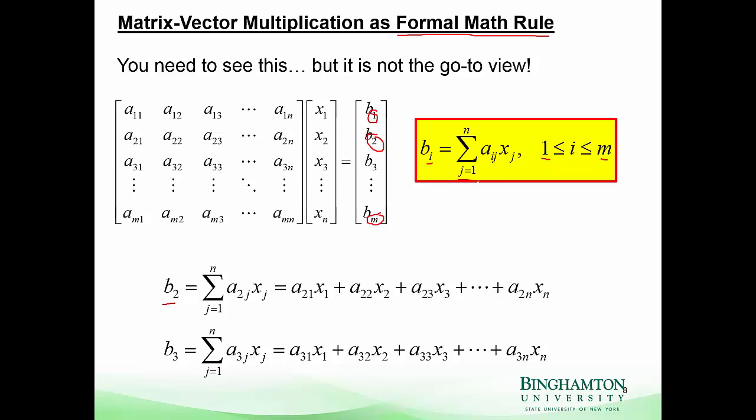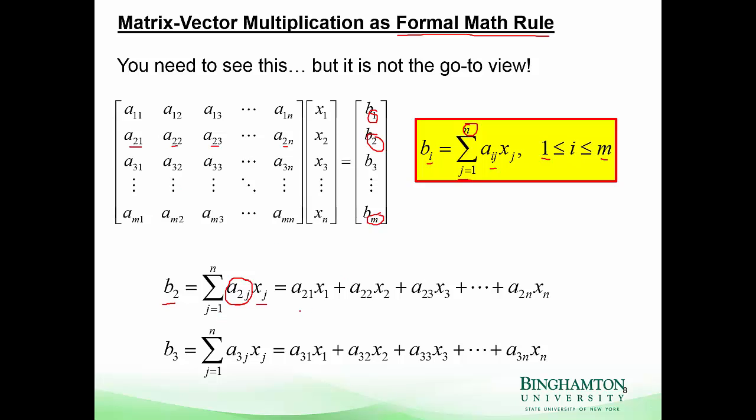I'm still going to sum from j equal 1 to n. But what's going to happen here? I'm going to get i set to 2. So it's going to be A2j times xj. Well, what is that saying? Here's all the A elements that have 2 in that first position of the subscript. That's what it's saying. So take this for j equal to 1.